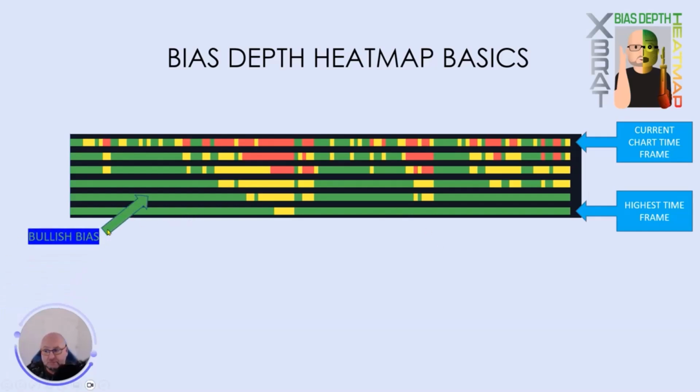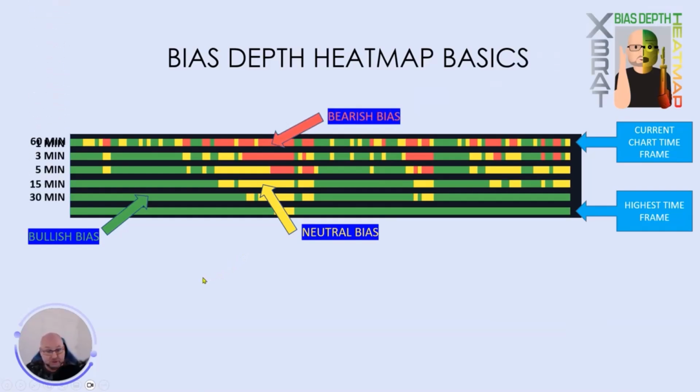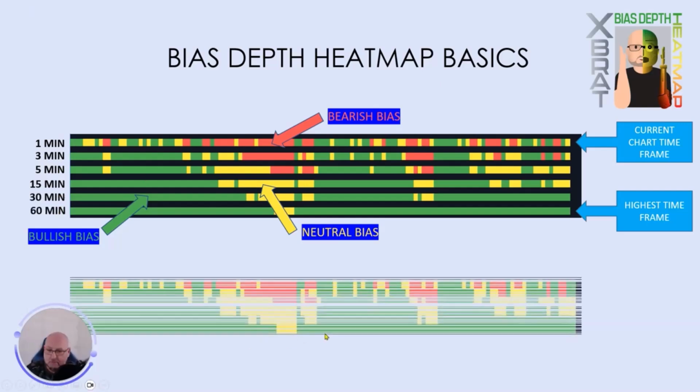Obviously, if it's green, it's bullish bias. If it's yellow, it's a neutral bias. And if it's red, it's a bearish bias. And these are particular time frames on this instance here. 1 minute, 3, 5, 15, 30, 60.